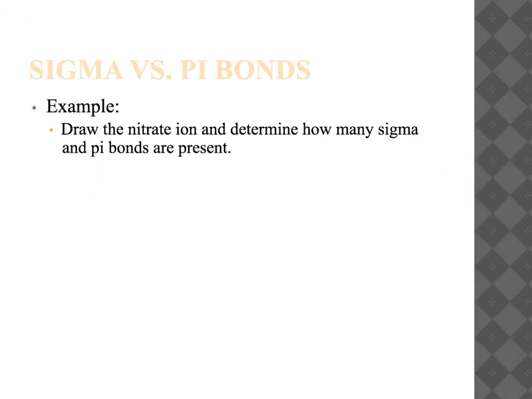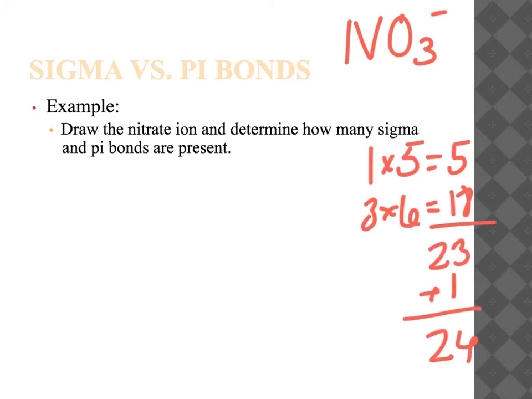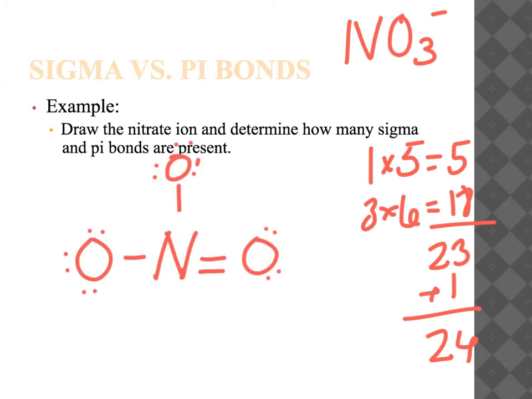In this example, we'll be drawing the nitrate ion and counting the number of sigma and pi bonds. When you draw a Lewis structure, the first thing you need to do is total valence electrons. Recall that nitrate is NO3 with a charge of -1. The nitrate ion will have a total of 24 valence electrons. And when you draw the Lewis structure, you will find that there are 2 single bonds and 1 double bond. To count the total number of sigma and pi bonds, for sigma we have 1, 2, 3 sigma, and then this remaining one is a pi, so 1 pi.